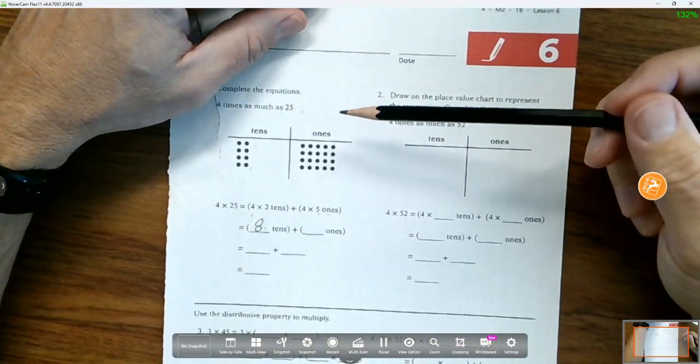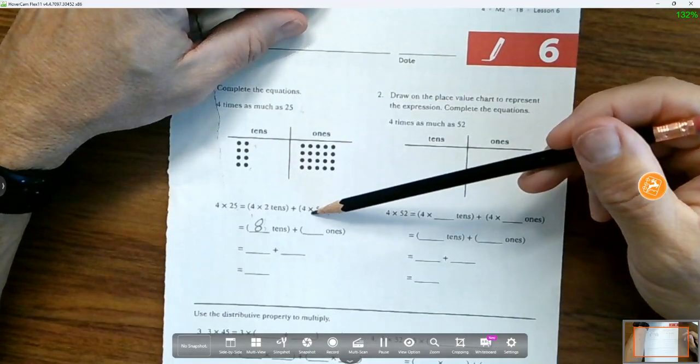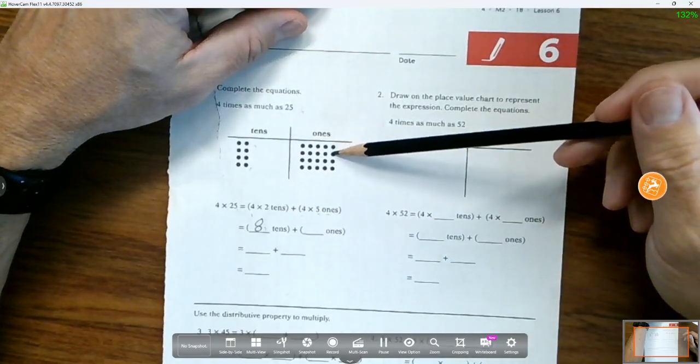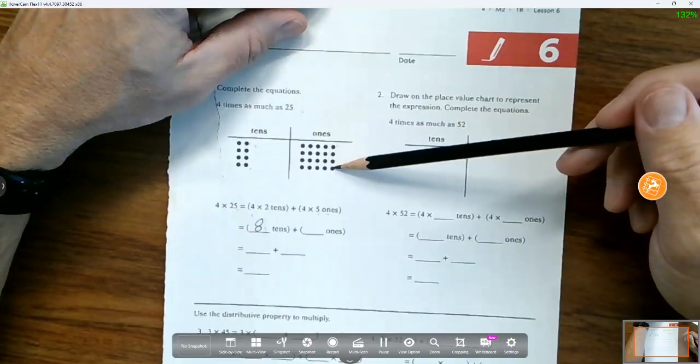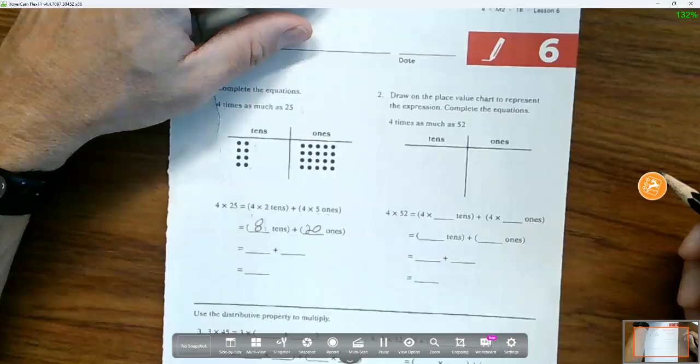All right. Now we need to know how many 1s we have. Okay. So we can do 4 times 5 ones. 4 times 5. Or we could count by 5s. 5, 10, 15, 20. 4 times 5 is also 20. So we have 20 1s.